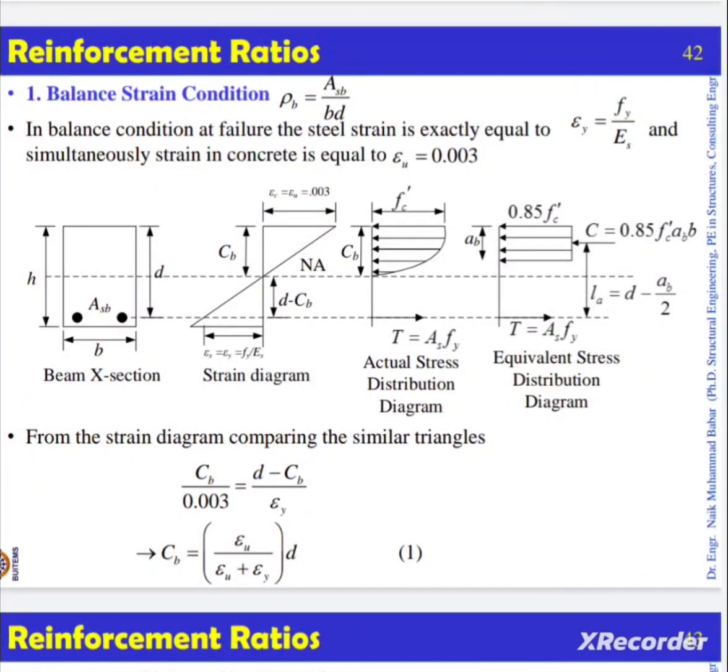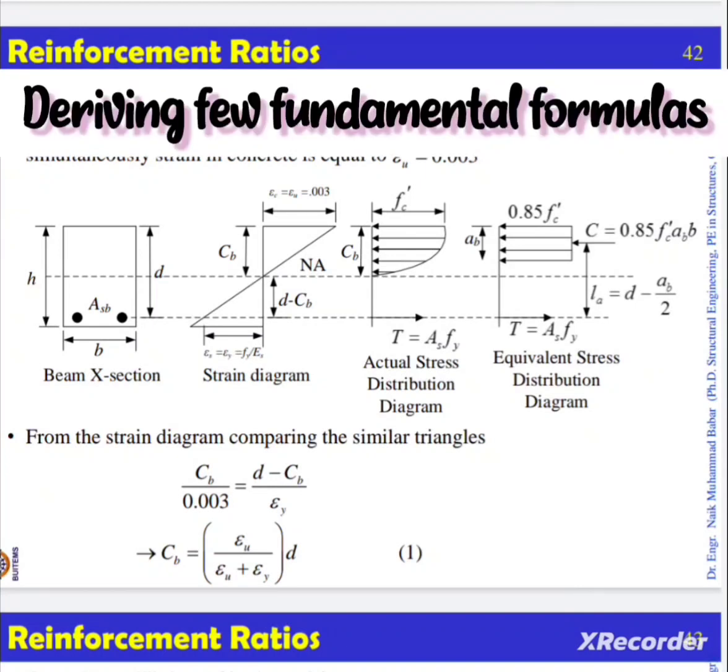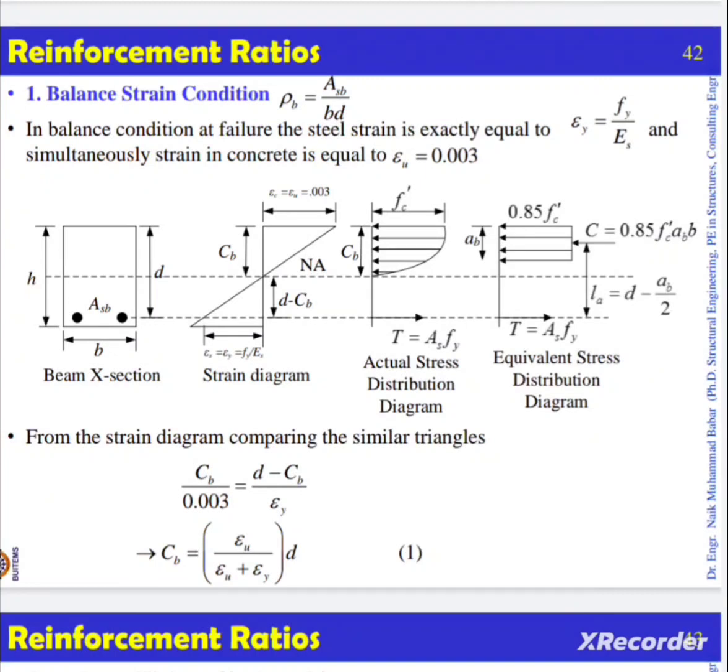In today's lecture, we will discuss the balanced strain condition, and ultimately we will derive a few formulas which are used in the design equations for singly, doubly, and all types of beams. First we will learn the balanced strain condition. We assume that the failure will be a balanced failure. By balanced failure, the steel strain and concrete strain both reach their failure strain at the same time.